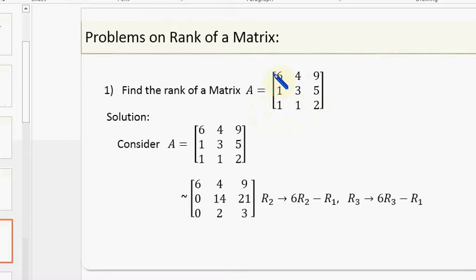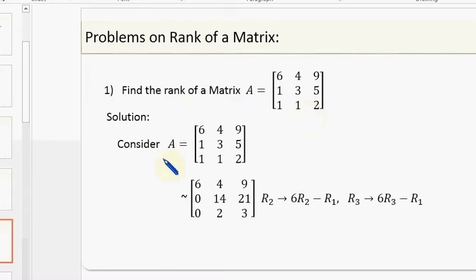The first row is 6, 4, 9; then 1, 3, 5; then 1, 1, 2. How can you find out the rank of the matrix? First, we take the principal diagonal elements, that is 6, 3, 2, and make the elements below the diagonal elements 0. Using that, we can find how many non-zero rows and how many zero rows there are. The number of non-zero rows is the rank of the matrix.